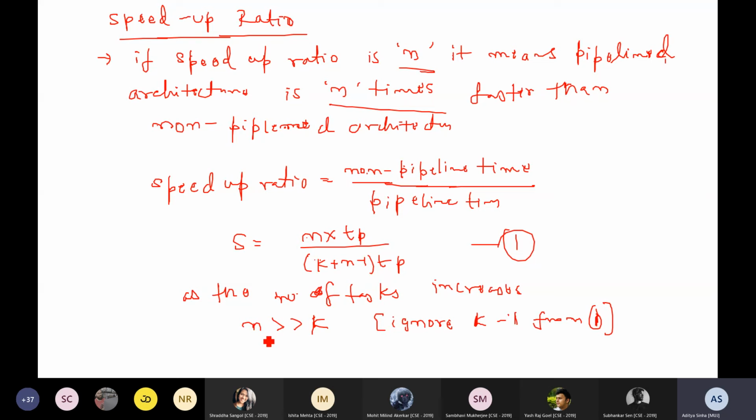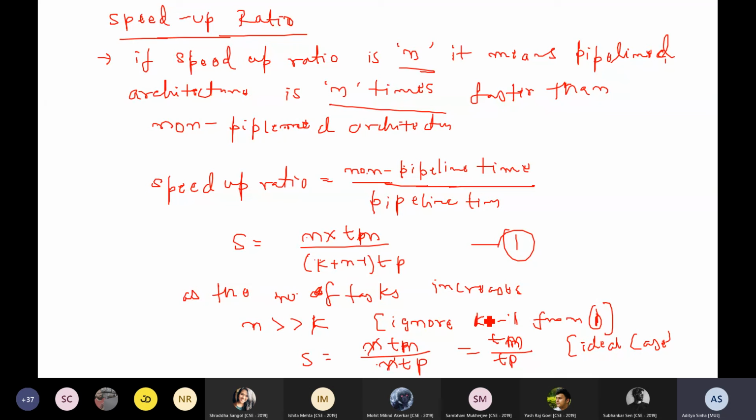The value of n in the real world scenario will be very large in comparison with k. So we can actually ignore k minus 1 from this equation number 1. Agreed? Can we write it something like this, and then n*tp divided by n*tn, so n and n will get cancelled. You will have tn by tp. Do you agree with this? This is also called an ideal case.